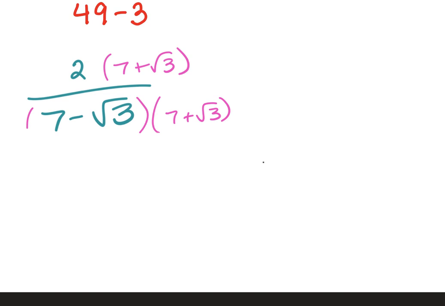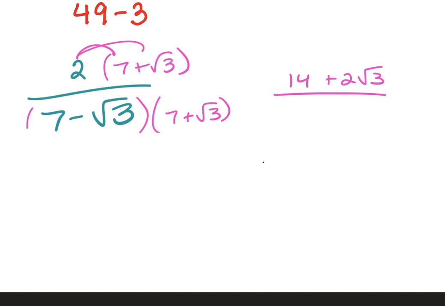So in the numerator, I'm going to distribute. This would be 14 plus 2 root 3. What is it called when you multiply like with the plus instead of? This is just rationalizing because this isn't the conjugate. Conjugate is with the i's. So you're just multiplying by the opposite.